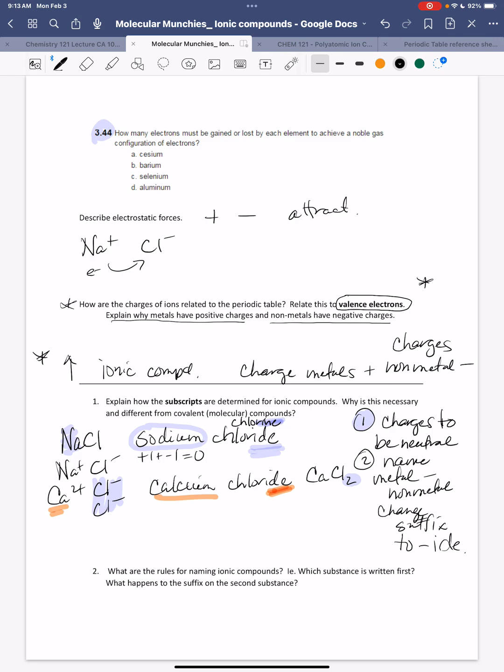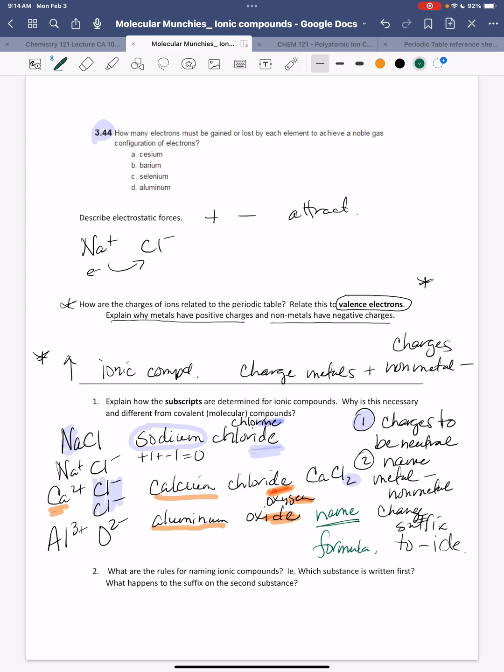Okay, so another example would be if I took aluminum and combined it with oxygen. So I'm going to make aluminum oxide. Okay, so I'm going to keep the metal's name. I'm going to take oxygen and change the suffix to IDE: aluminum oxide. And so this is our name. So we've named this. Okay, and we want the formula.